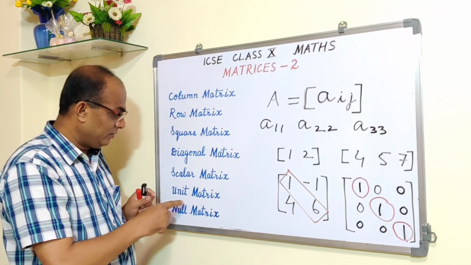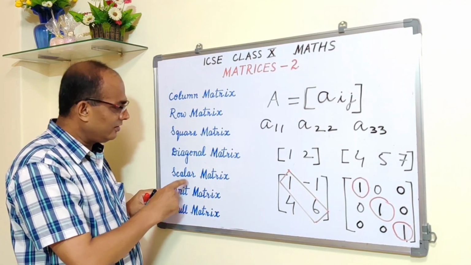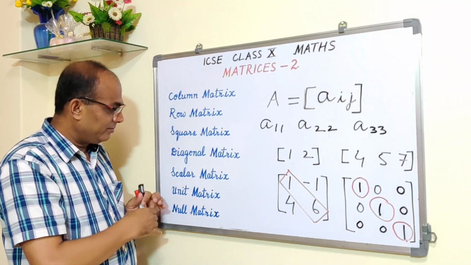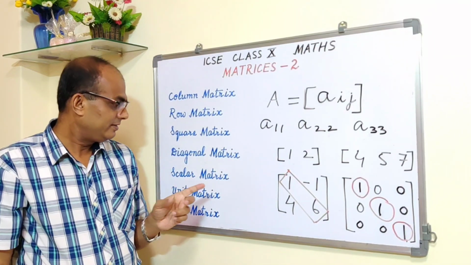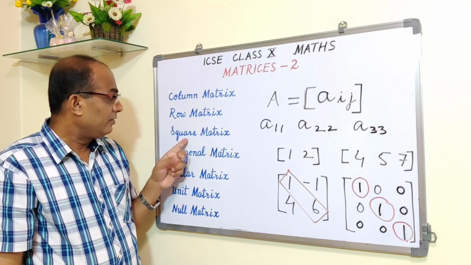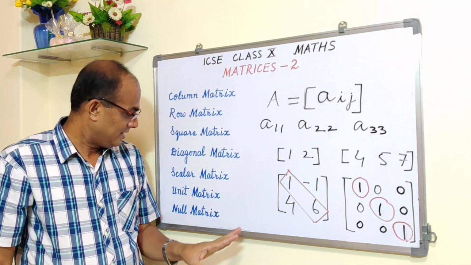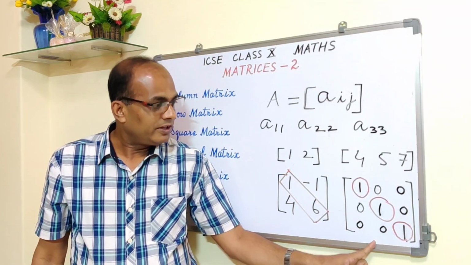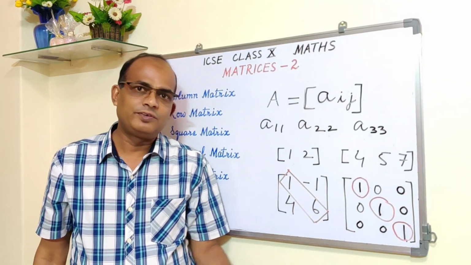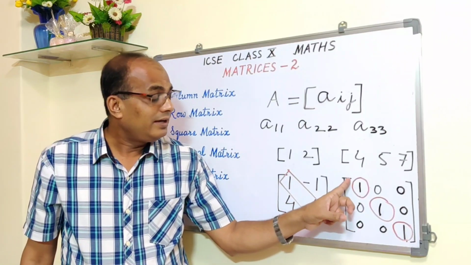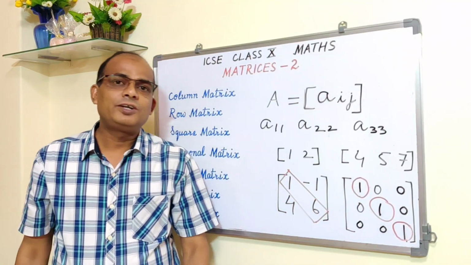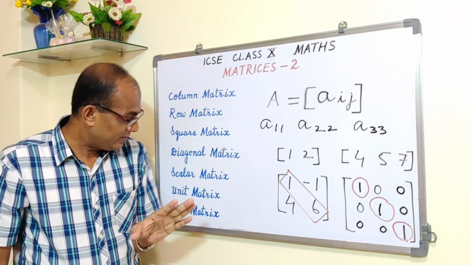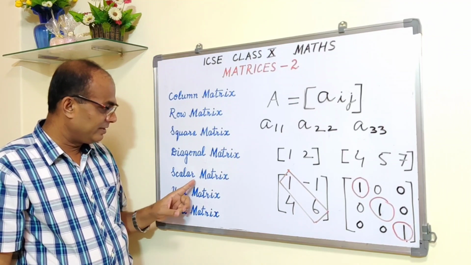So you can define a unit matrix in terms of a scalar matrix, or in terms of a diagonal matrix, or in terms of a square matrix. If you are defining a unit matrix or an identity matrix in terms of a square matrix, then you will say that a unit matrix is a square matrix in which all the non-diagonal elements are 0 and each diagonal element is 1.